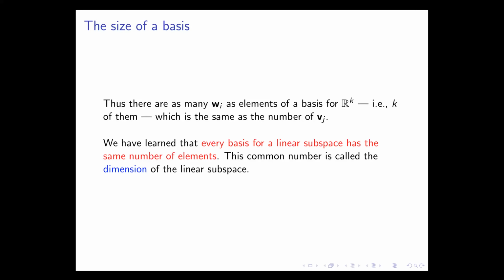And therefore we have proven that every basis for a linear subspace has the same number of elements. This common number is called the dimension of the linear subspace. So you may have different bases, but as long as it's a basis, it has to have the same number of elements, no matter how you choose the basis.